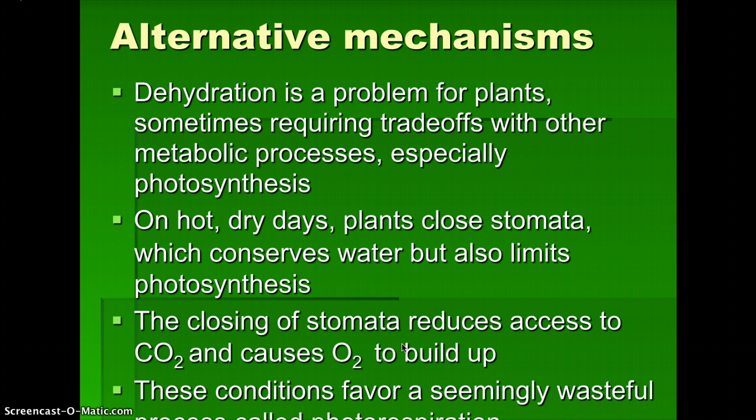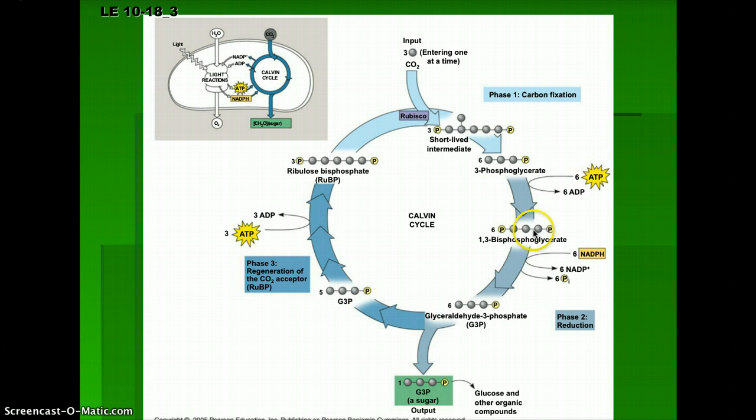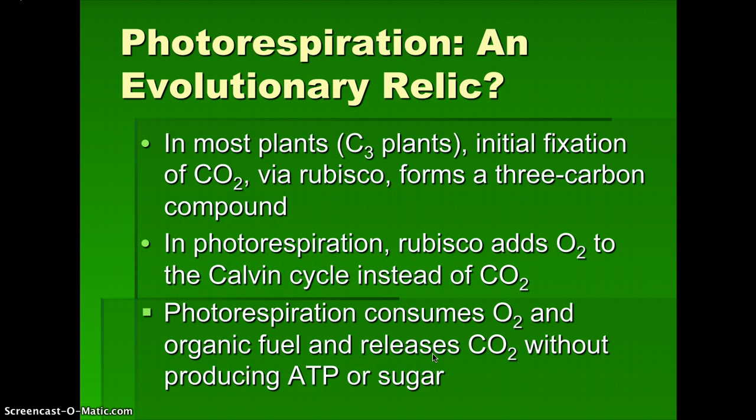So typically, if we go back here, we did the C3 cycle. Well, now we're going to look at C4 and CAM photosynthesis. So in most plants, C3, 3-carbon plants, the initial fixation of carbon dioxide via Rubisco, that's the enzyme, forms a 3-carbon compound. That 3-carbon compound was PGA.